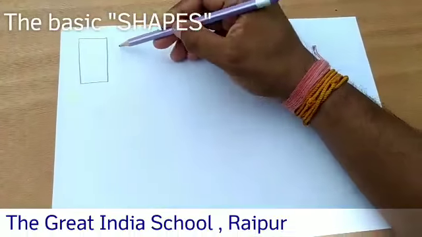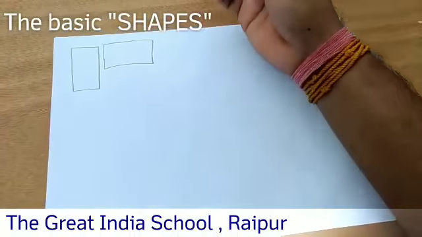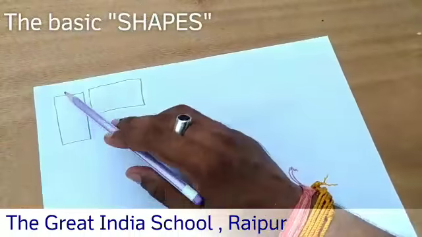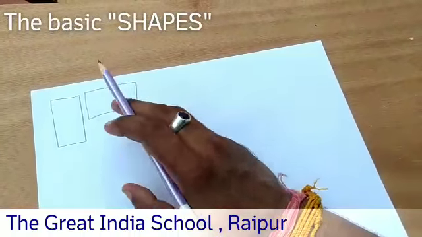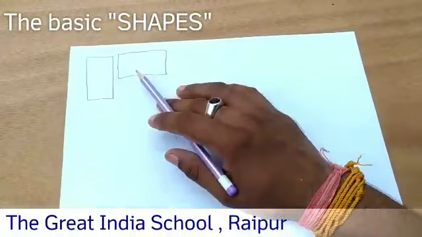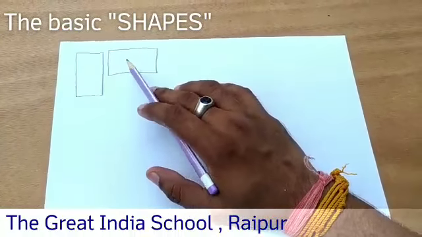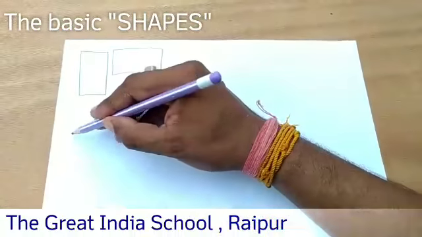This is a rectangle, and this way is also a rectangle. Rectangle means any two sides will be longer than a square. By using a rectangle in our art, we can use it as a square, just like a square.